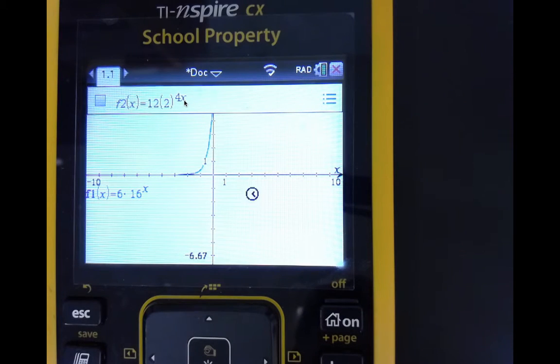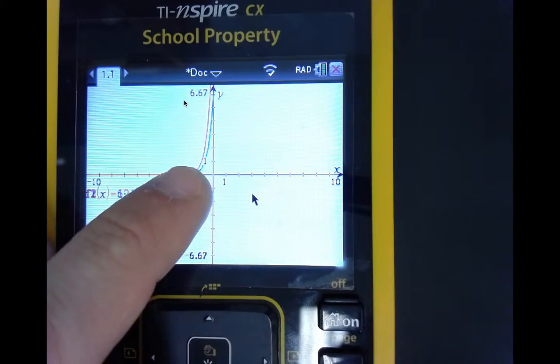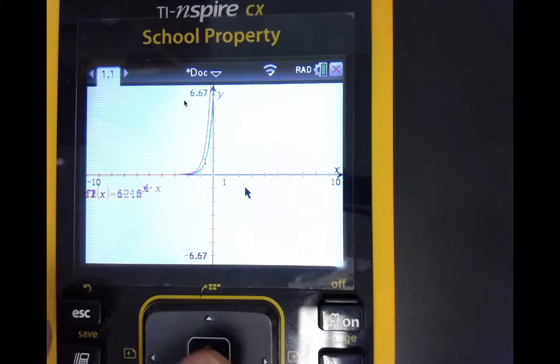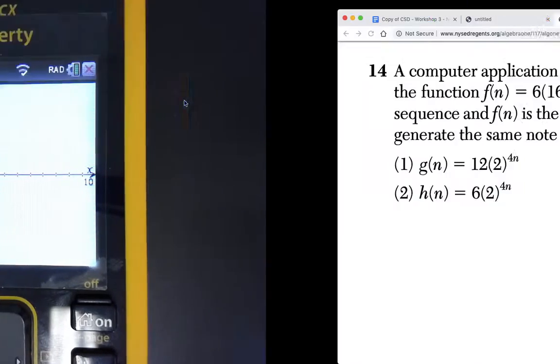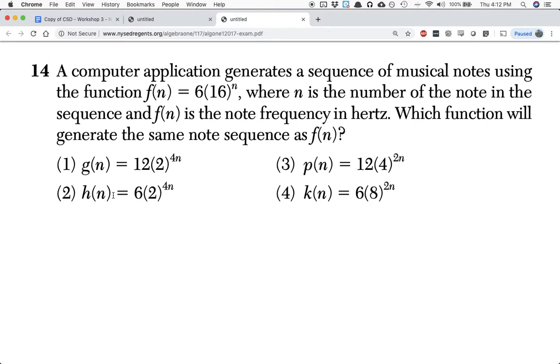Graph it. Ooh, that graph was almost exactly the same, but that red graph is not quite on top of the blue one to start, so that's not my answer. It's not answer choice 1. Try answer choice 2. 6, 2, 4 to the n.